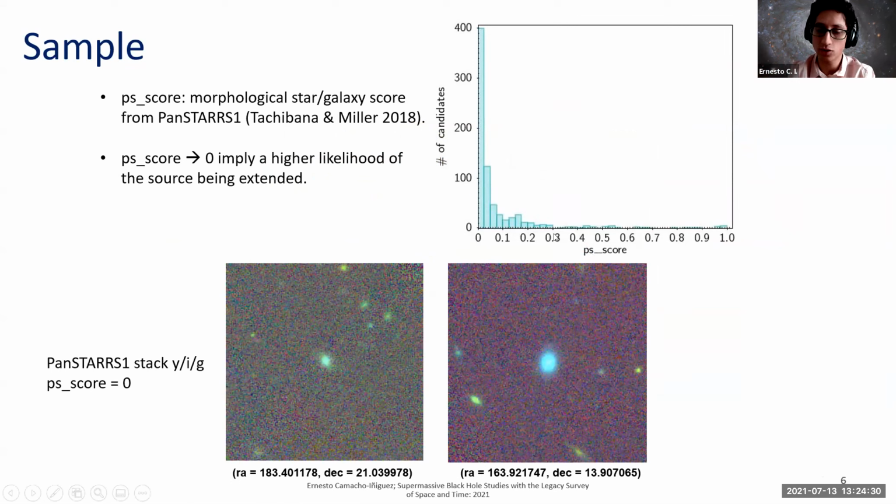This can be seen in this histogram of the PS score, which is a morphological star-galaxy score provided by Pan-STARRS from the work of Tachibana and Miller 2018, where sources with PS score close to 0 have a higher likelihood of being extended. This can be seen in the lower panel, where I present 2 examples of sources with PS score equal to 0, images of the Pan-STARRS stack data in y, i, and g filters, and you can clearly see that these sources are extended. As I mentioned, this is crucial because this means that we are going to have a great contribution from the host to the observed flux.